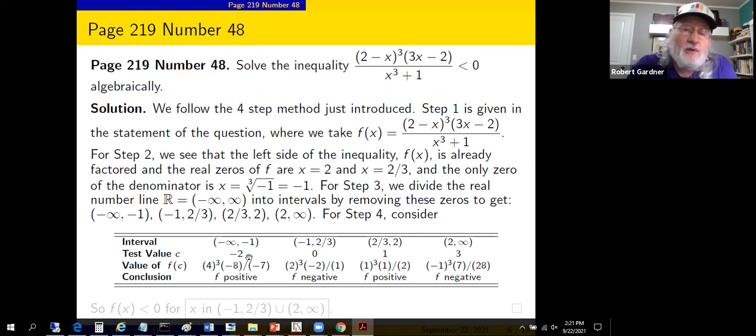For example, -2 is in this interval. It's the smallest in magnitude number in this interval. It's an integer, so let's use it. We'll use -2. I'm going to plug it into the function here. So that will give us 2 minus -2. That'd be 2 plus 2 is 4, cubed. We'll get a 4 cubed from this, which is, by the way, 64, but whatever. I'm only interested in the sign of it. Plug -2 in here. We'll have 3 times -2 is -6 minus 6. That'd give us a -8 for this factor.